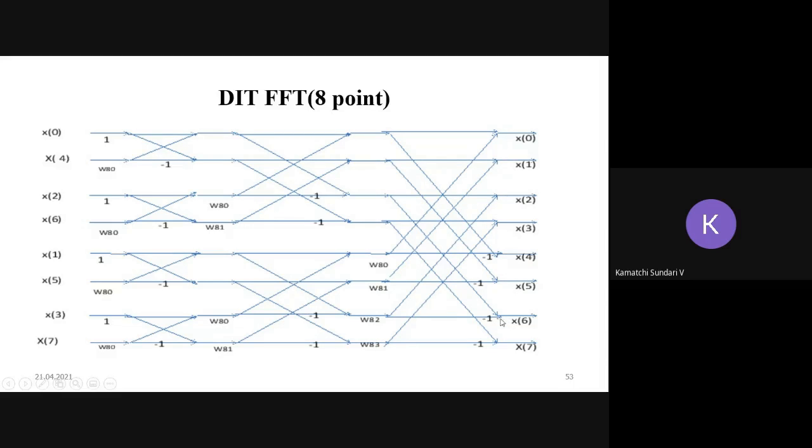Finally, we have to write our output in the same way as we have at the output side, that is from x of 0 to x of 7. So we have our data in this fashion. The final capital X of k, that is the Fourier transformed signal representation, is equal to, within braces, whatever answer we get at these lines. This is for DIT FFT.